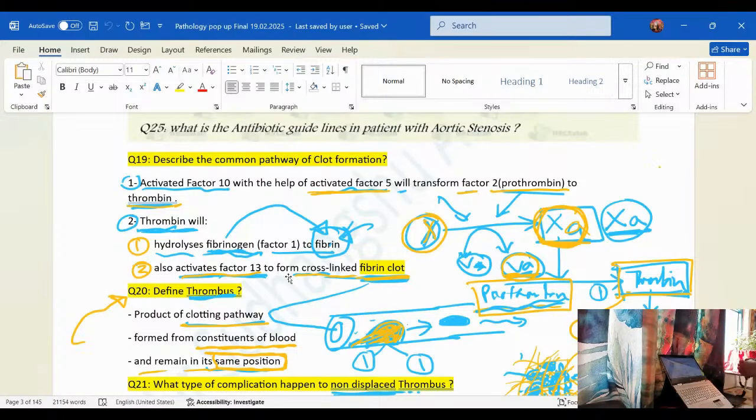Again, activated factor 10 with the help of activated factor 5 will transform prothrombin to thrombin, and thrombin will cause hydrolysis of fibrinogen to fibrin, and it activates factor 13 to form a cross-linked fibrin clot, the cross-linked fibrin clot.